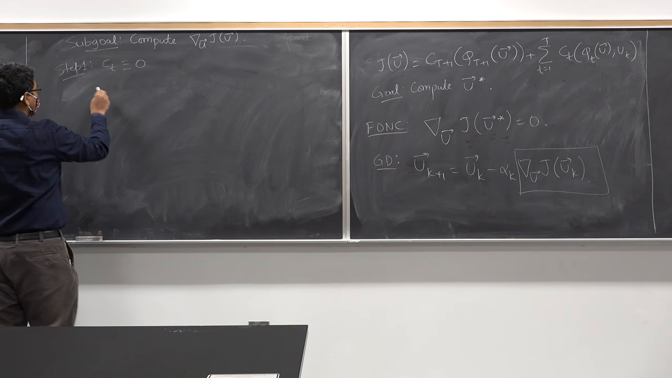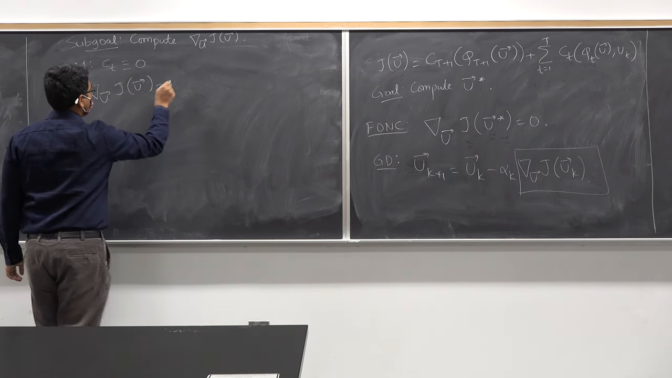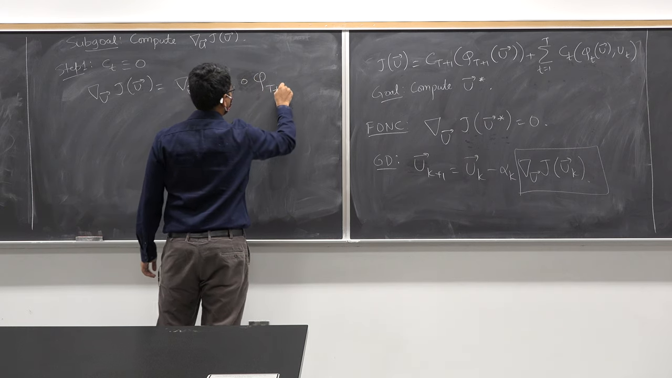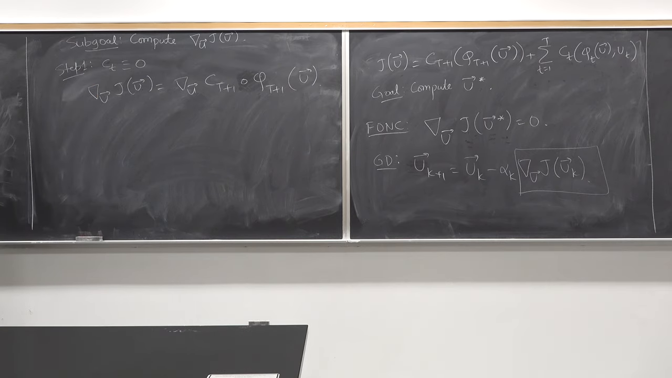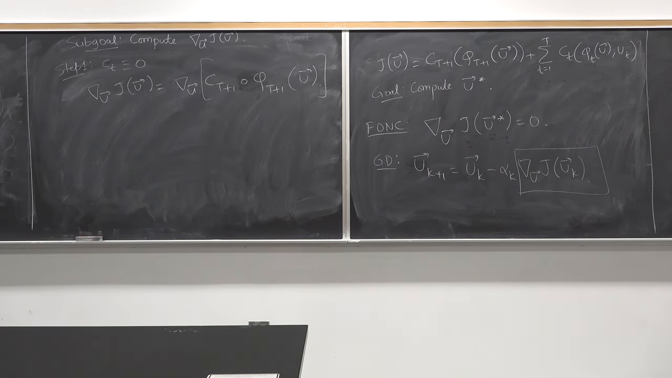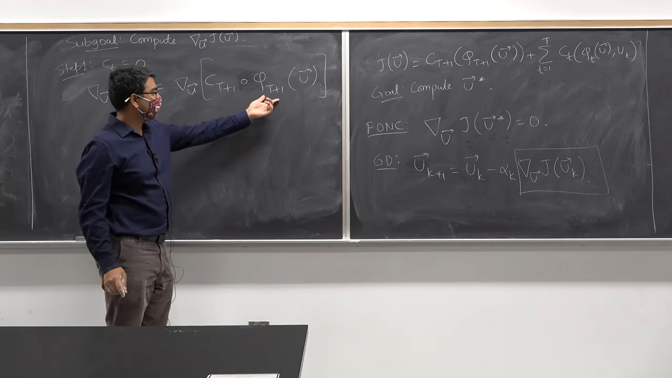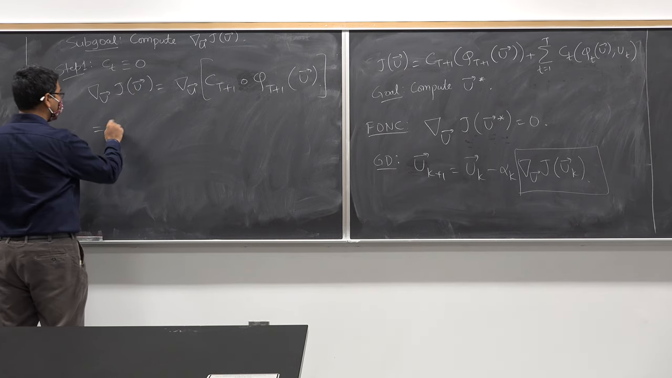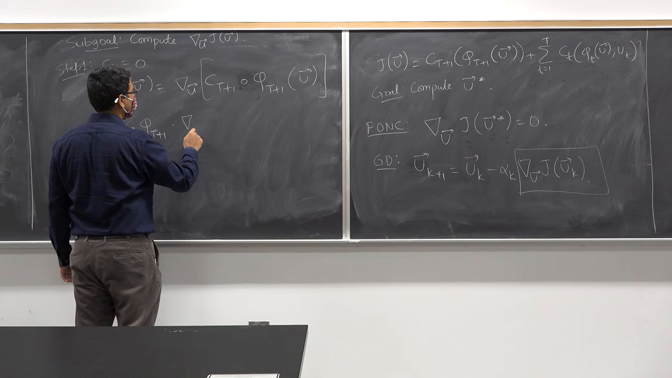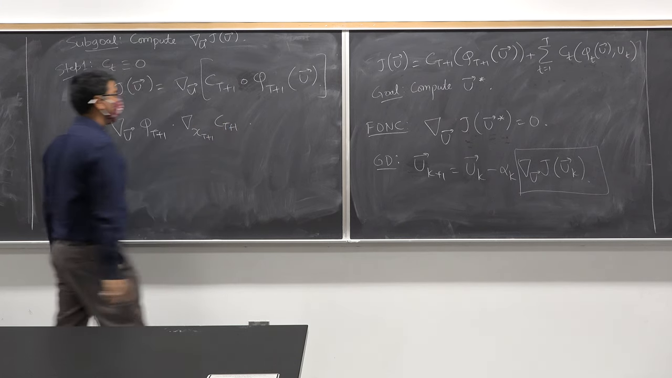Okay, so my running cost is 0, so the gradient of J with respect to U is the same as the gradient of CT plus 1 composed with phi t plus 1 of U. What does the chain rule of differentiation say? Let me put this in brackets. Now I have a function composed with another function, and I want to take the derivative. This is exactly equal to the gradient of phi t plus 1 times the gradient of x t plus 1 of c t plus 1.